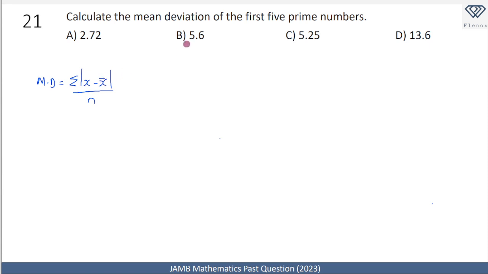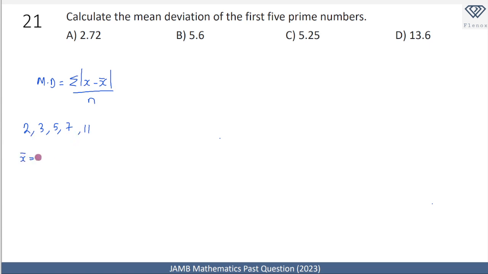Now we're told to find the mean deviation of the first 5 prime numbers. So the first thing we need to do is to figure out what they are. Remember, prime numbers are numbers that are divisible by 1 and themselves, and they start from 2. So the first 5 prime numbers are 2, 3, 5, 7 and 11. Then we have to calculate the mean of these numbers, so that will be x bar.